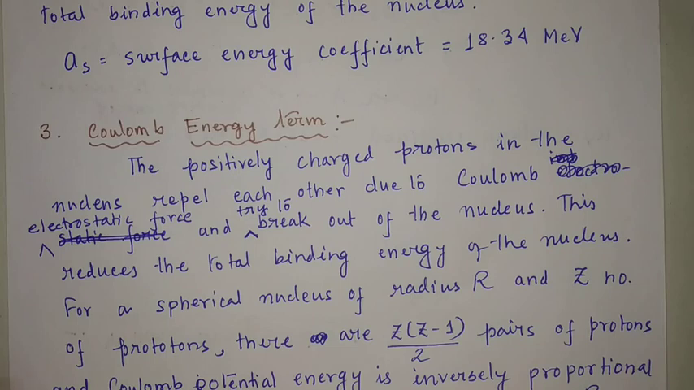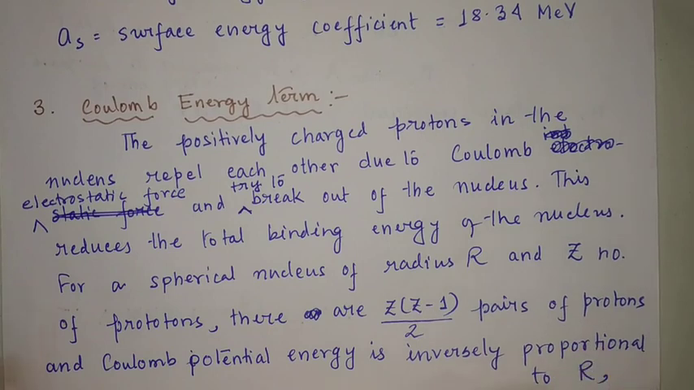Okay. So for a spherical nucleus of radius r, why again spherical? Because we are deriving all these terms based on the liquid drop model, and according to the liquid drop model we consider the nucleus to be spherical in shape. And if there are Z number of protons, then there will be Z into Z minus 1 divided by 2 pairs of protons which will be interacting due to that electrostatic repulsive force.